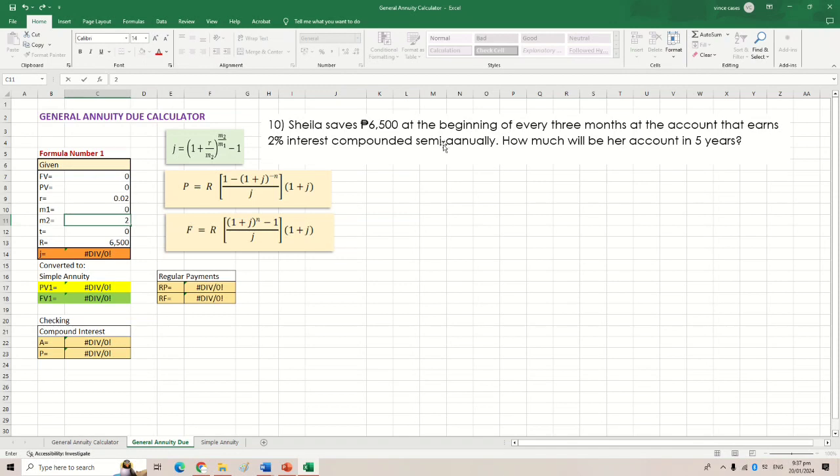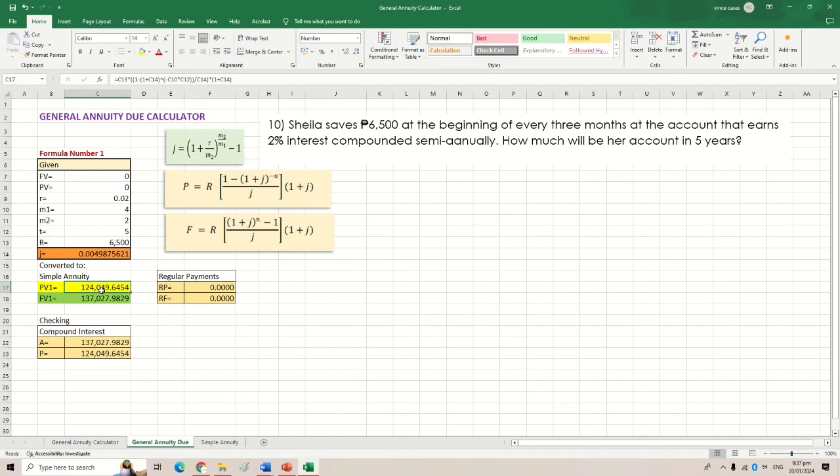Our M1 should match our number of payment intervals. What is our payment interval? Every 3 months. That is quarterly, so that is 4 times a year. Okay, and then our T is 5 years. And then let's enter to find the value. Okay, so how much will her account have in 5 years? That is, the future value is 137,027 with the decimals here.